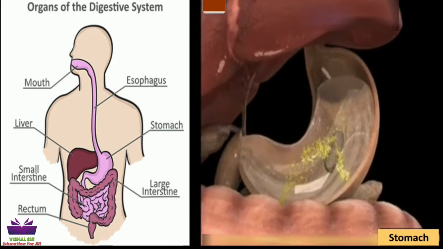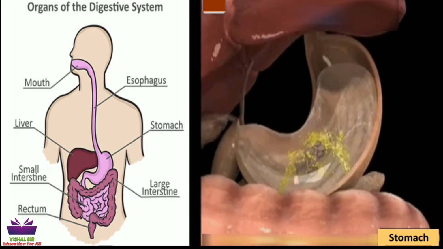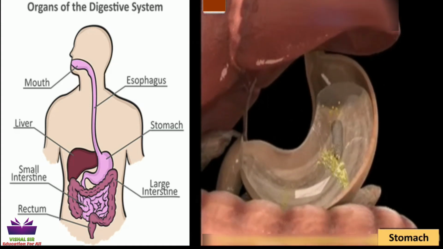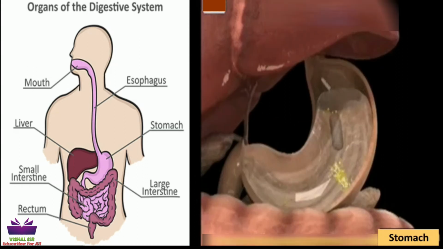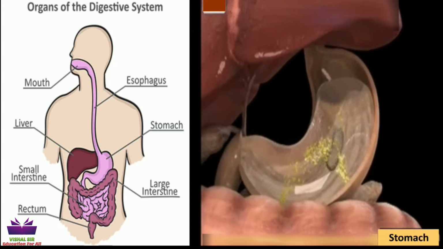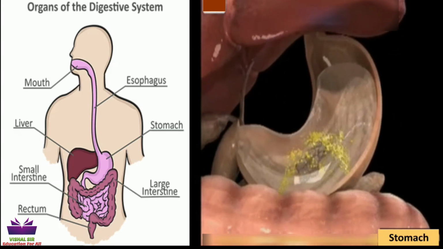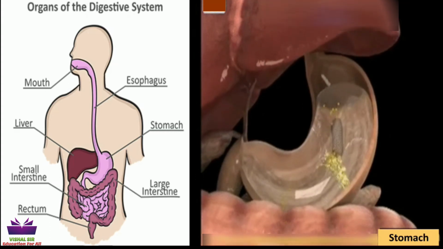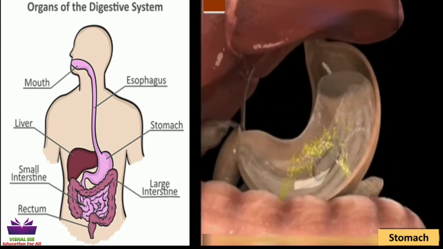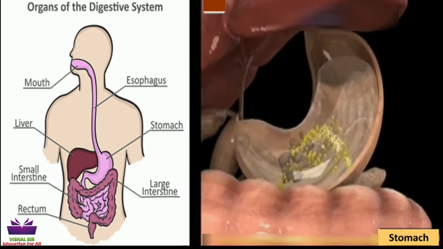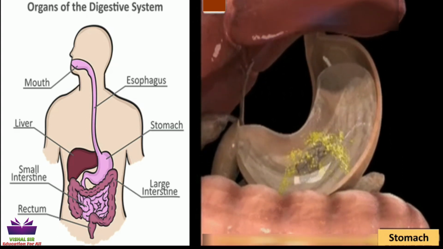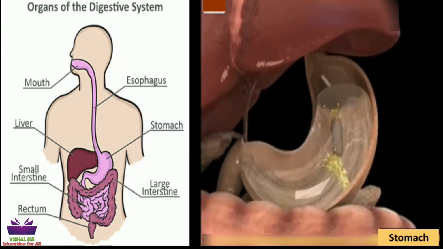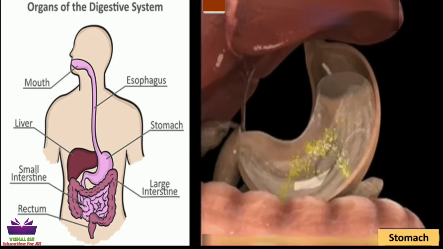Now, what are the gastric juices that mix with the food over here? These are the three different types of gastric juices. These are hydrochloric acid, pepsin, and mucus. So, due to the action of these gastric juices, the food becomes a semi-solid slurry, which is then slowly pushed into the small intestine.